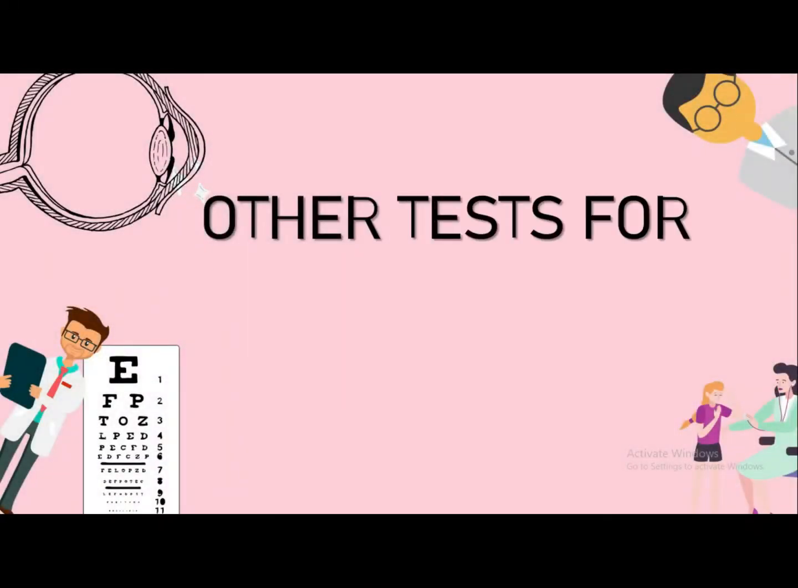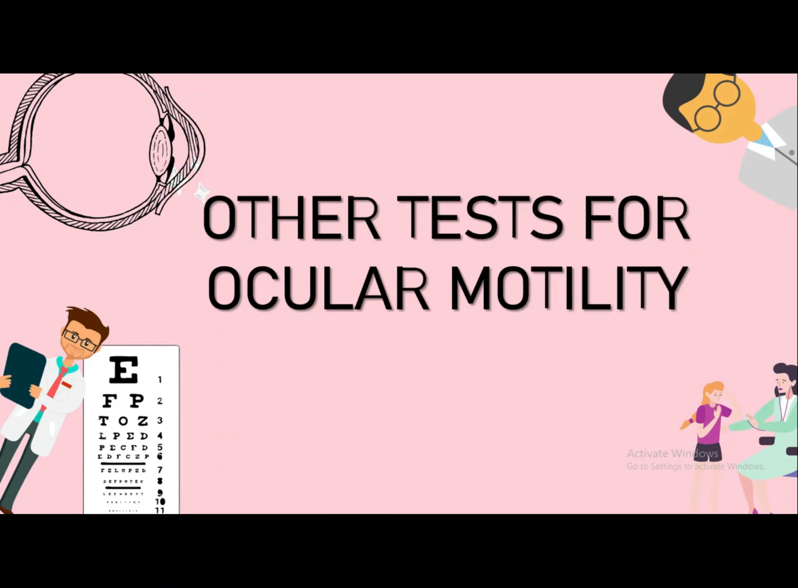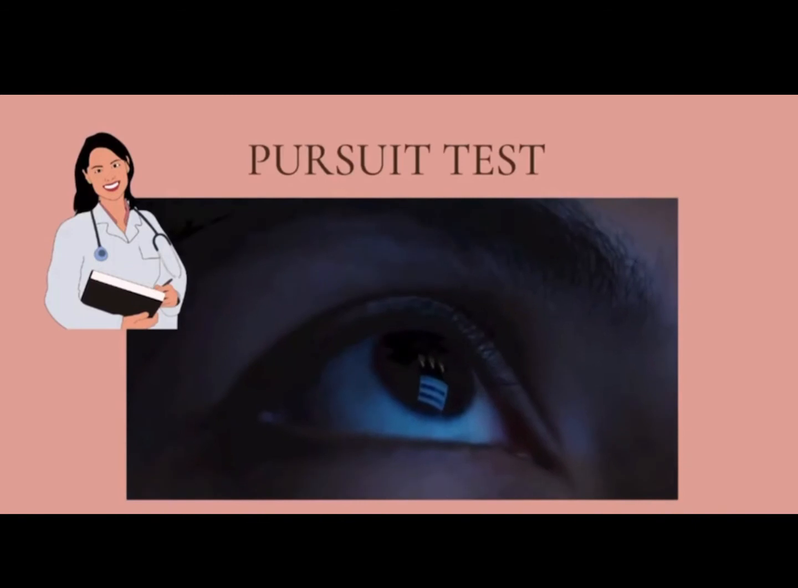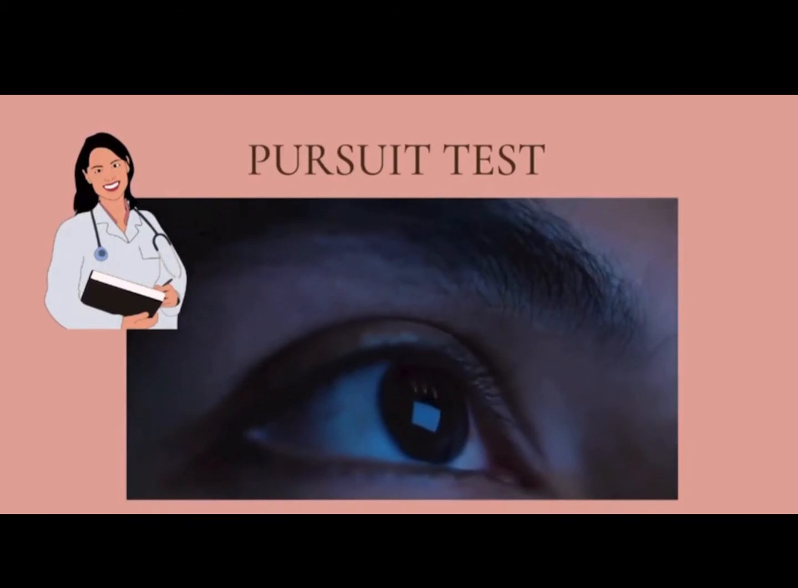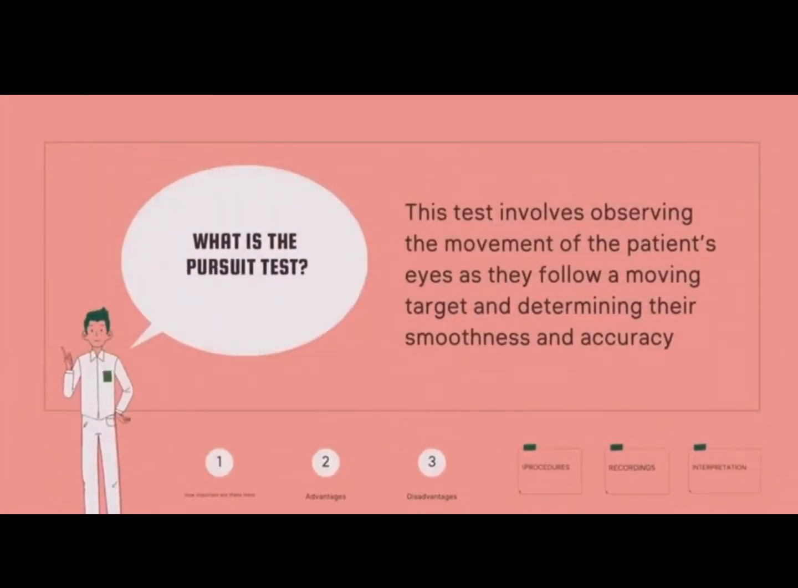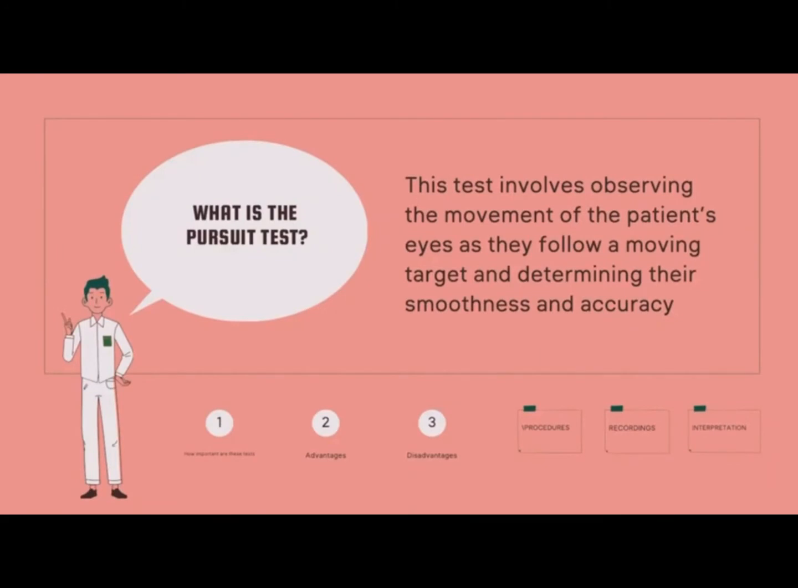And now, let's proceed to the other tests for ocular motility. And now, let's proceed to the pursuit test. So what is the pursuit test? The pursuit test is a test of the central vestibular system assessing the patient's ability to accurately track a visual target in a smooth, controlled manner.